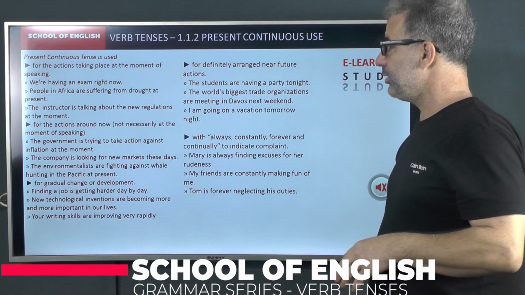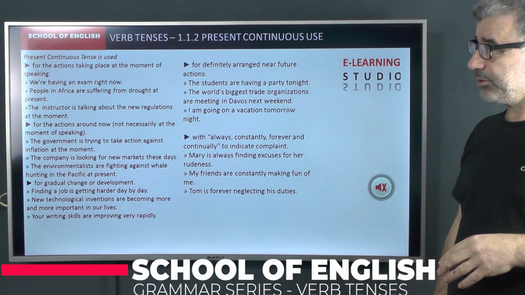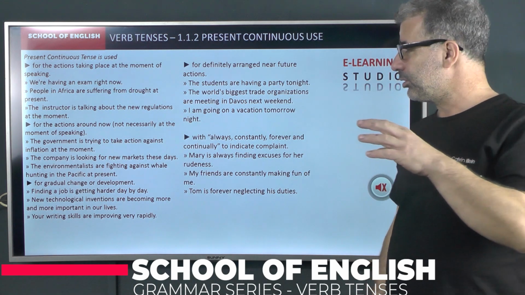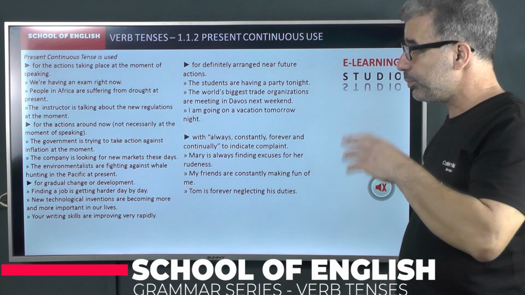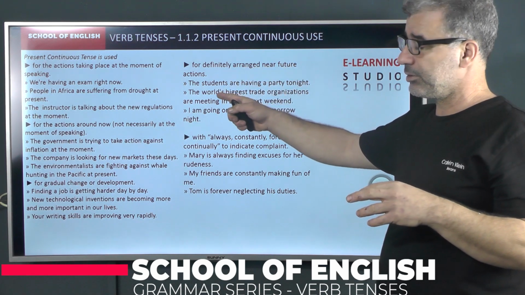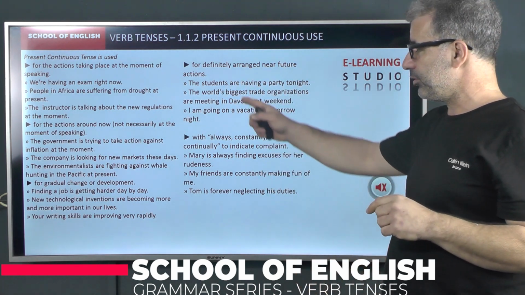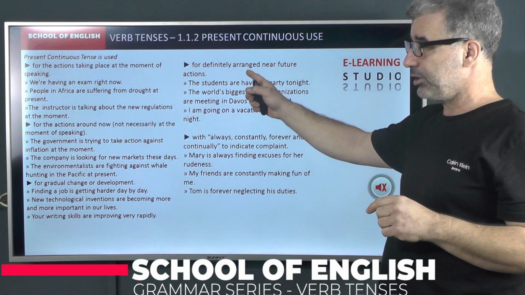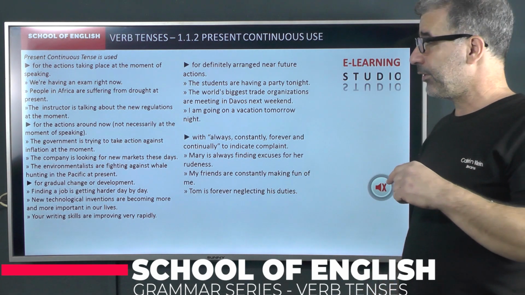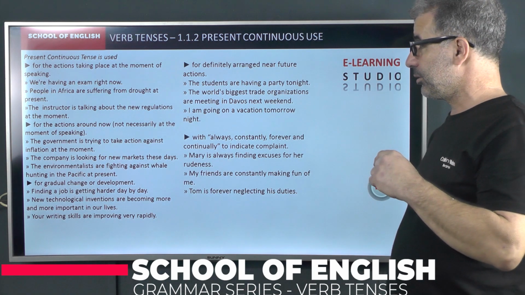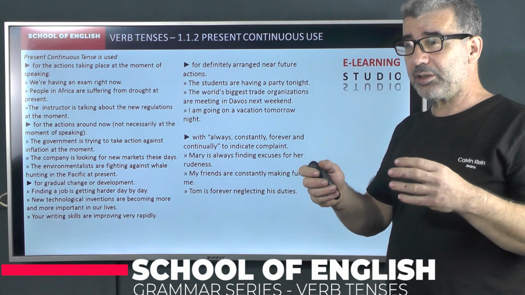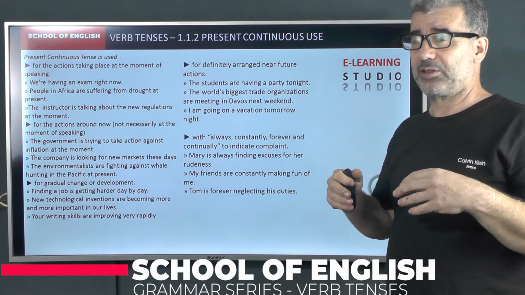Okay? And another usage of present continuous tense, not its main role, is for the future. We use present continuous tense for definitely arranged near future actions. Look, the important thing here is definitely arranged. These actions, in order for you to use them with present continuous tense, must be definitely arranged, planned. Something should be done before for these actions.